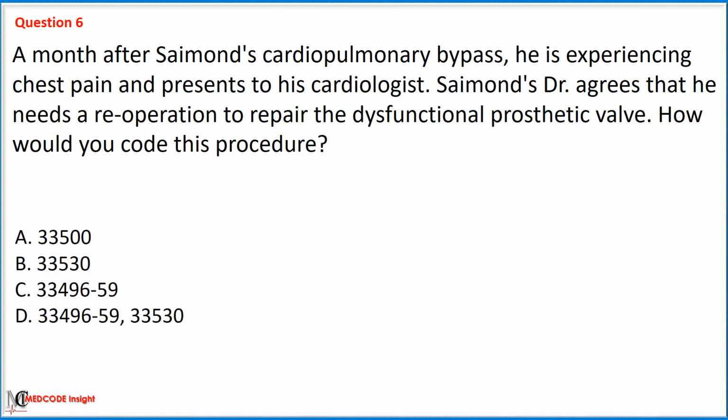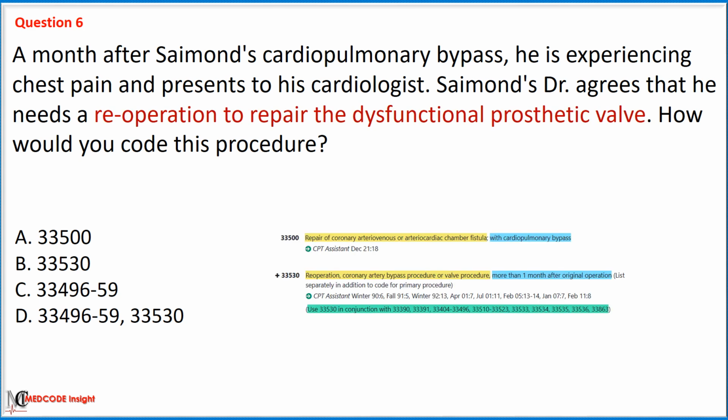Option A with code 30,500, option B with code 30,530, option C with code 30,496 along with modifier 59, option D with code 30,496 along with modifier 59, 33,530. In the given scenario, a reoperation is performed to repair the dysfunctional prosthetic valve.